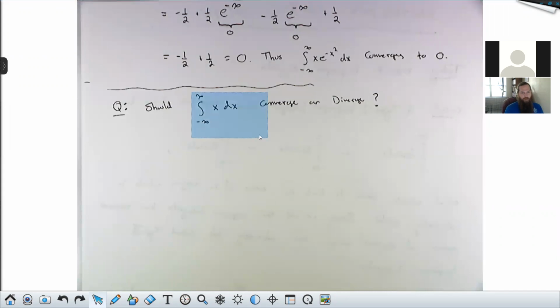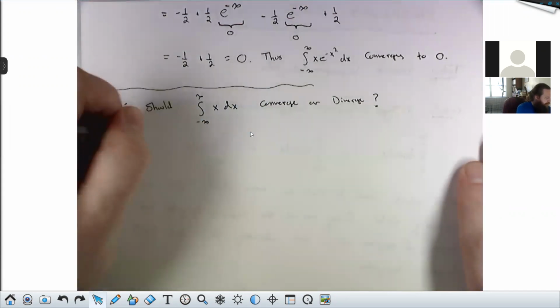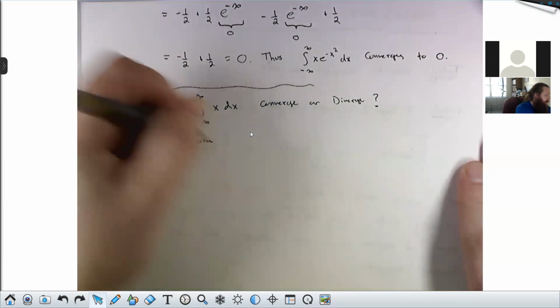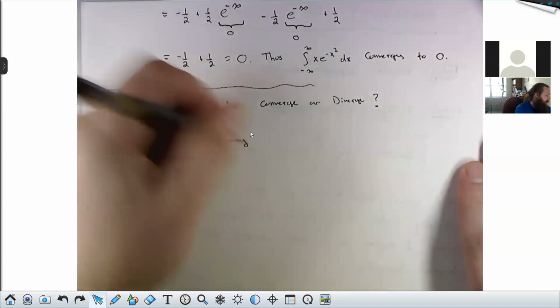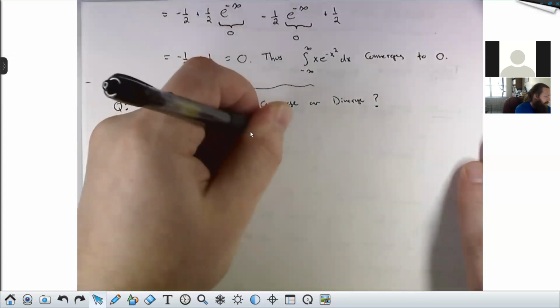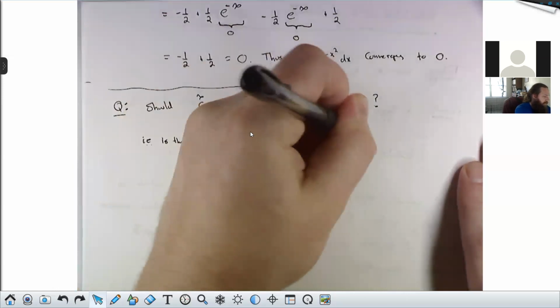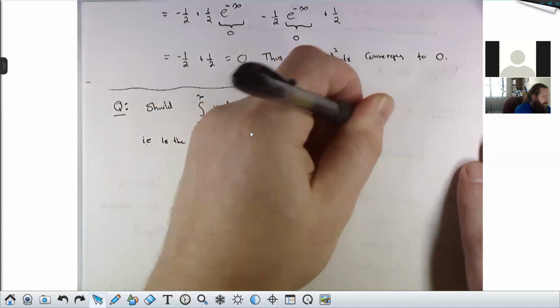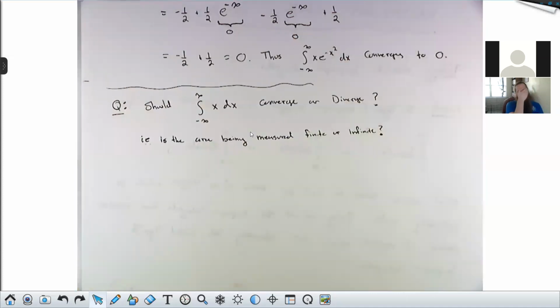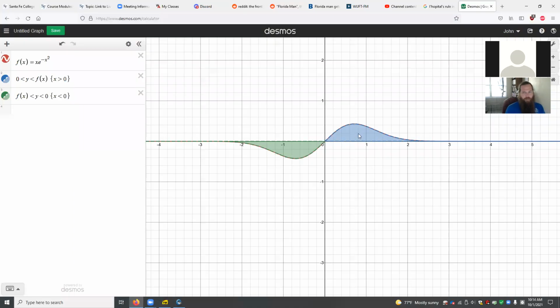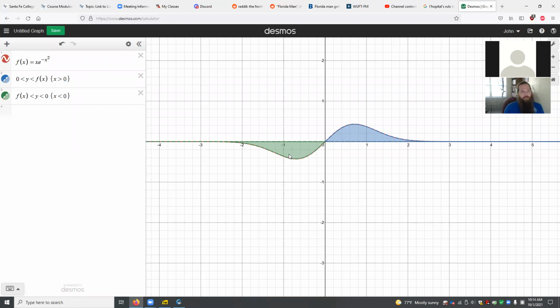In other words, is the area being measured finite or infinite? So like the problem we just did, the area was definitely finite, right? We split it up into two pieces, the green and the blue. Both of those pieces were finite, and they just happened to cancel perfectly and give us 0.